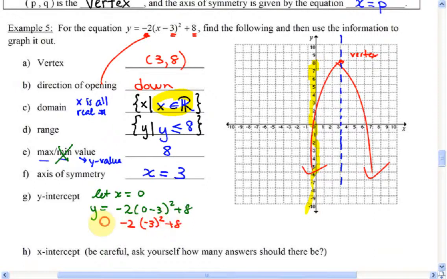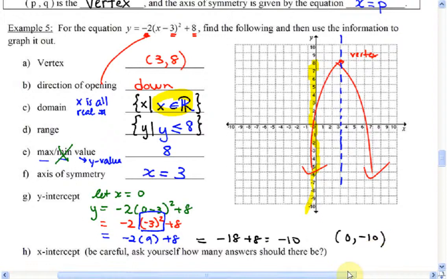And by the way, you don't need to write out all these steps if you don't want to, but I'm doing it anyways. Then, of course, do the exponents first. -3 squared is 9, so -2 times 9. And what's -2 times 9? That's -18 plus 8 is -10. So your y-intercept is (0, -10). Which means maybe I should fix up my graph now, because I know it actually goes to this point down here. Right, your y-intercept, so I guess the graph looks something like this. Still not too sure about the rest, but that's okay.